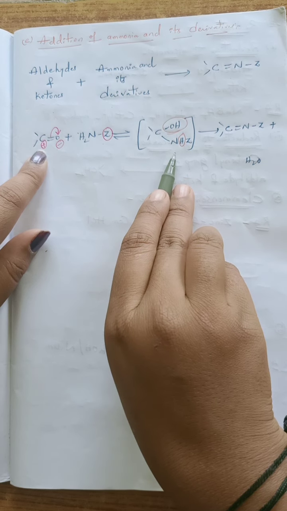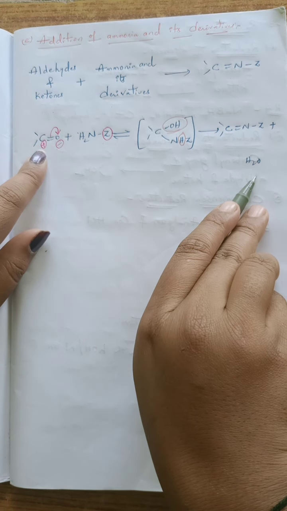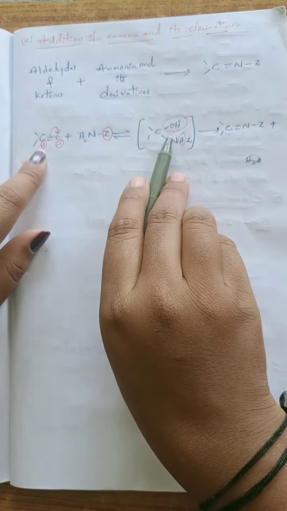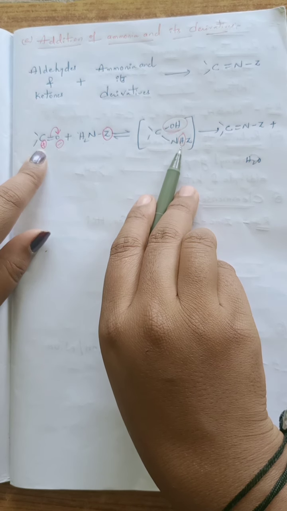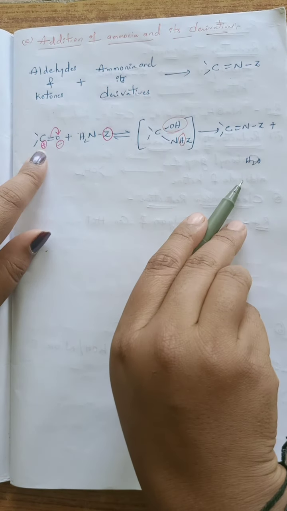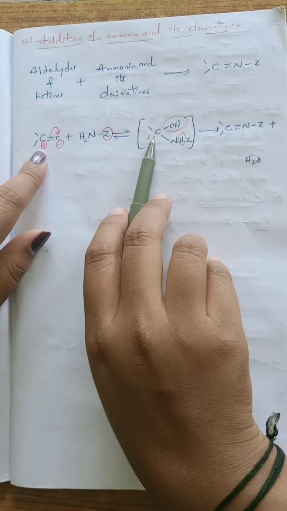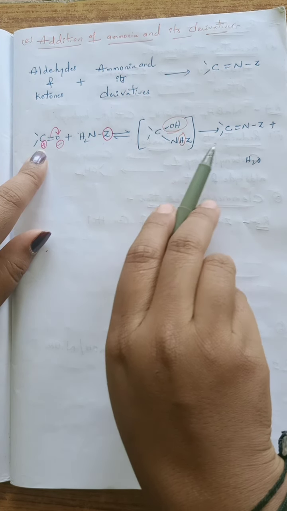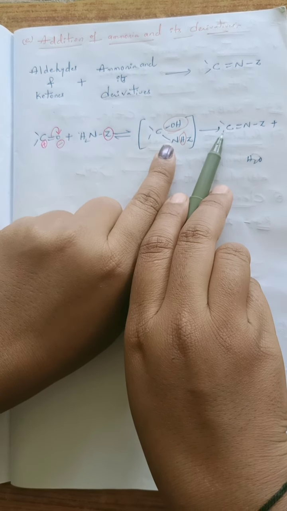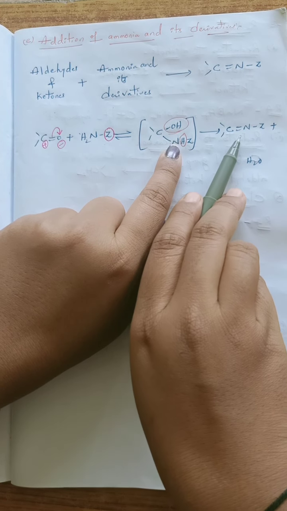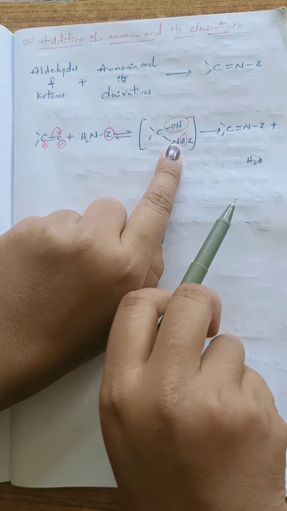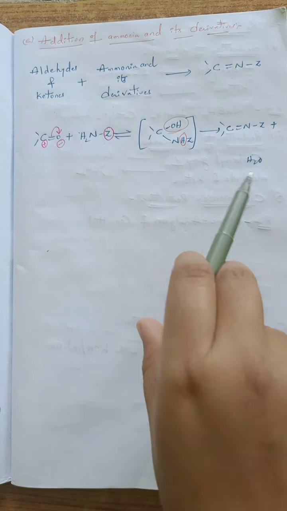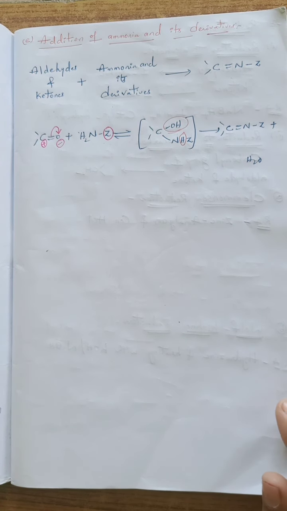This intermediate, on removal of water, releases H2O. OH from here and hydrogen from nitrogen are eliminated together as H2O. Then carbon loses one bond, nitrogen loses one bond, and between them a double bond is created. Then we get C double bond NZ. This compound is obtained. Now we will see the reactions one by one.